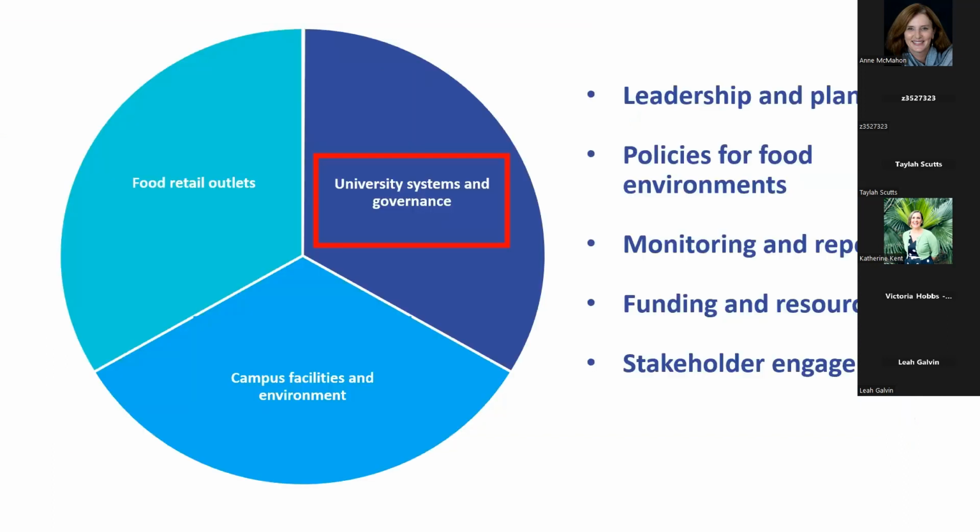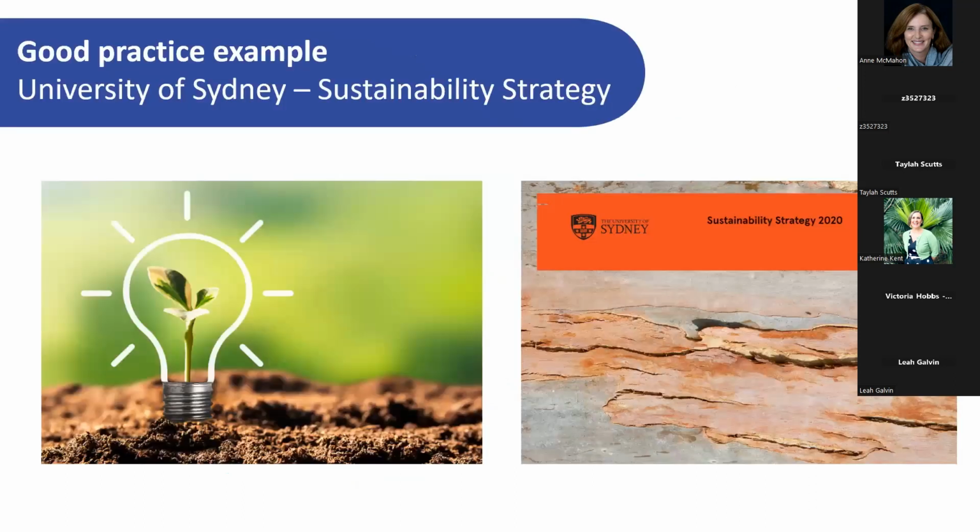Within each component, indicators are further categorised into 16 domains and 42 subdomains. So it covered a lot of ground. So here we've just got a good practice example within the university systems and governance component. And that was University of Sydney with their sustainability strategy.